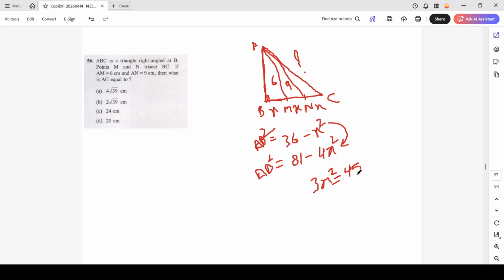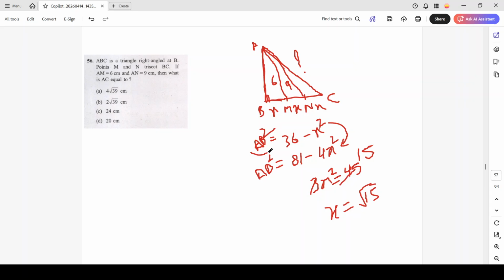Okay, 45, and this is what, 15. Okay, this is 14, 15, and the value of x is equal to root 15. So what we got here is the value of x.